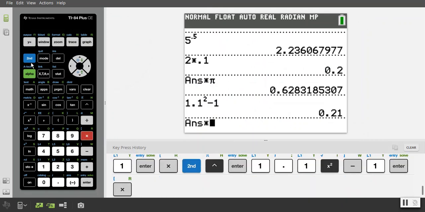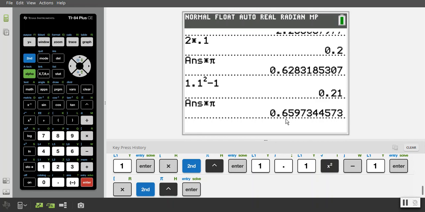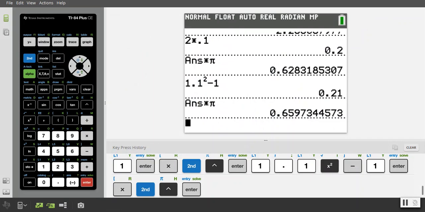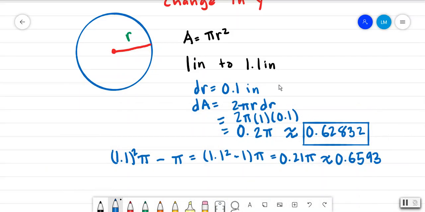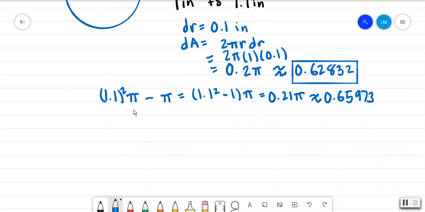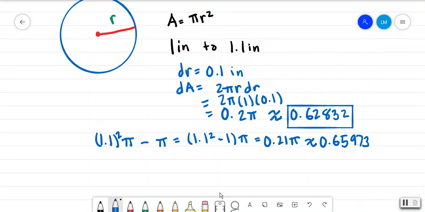Notice that if you find the approximation, it's not going to be off by too much. Symbolically it was not off by too much, but numerically that's going to be 0.65973. So this is a little more off than expected. What that means is that yes, it's more practical to just take the difference of the two, but it's a lot faster to use the approximation, because that's the whole point of it.